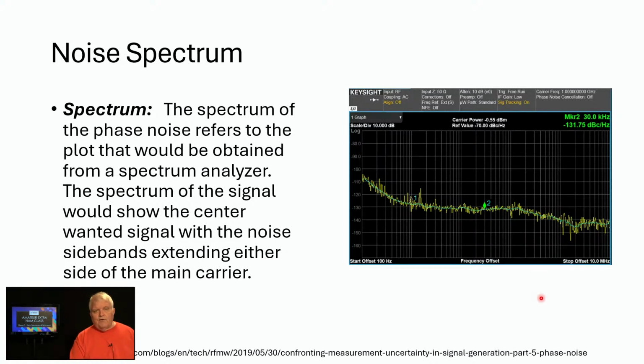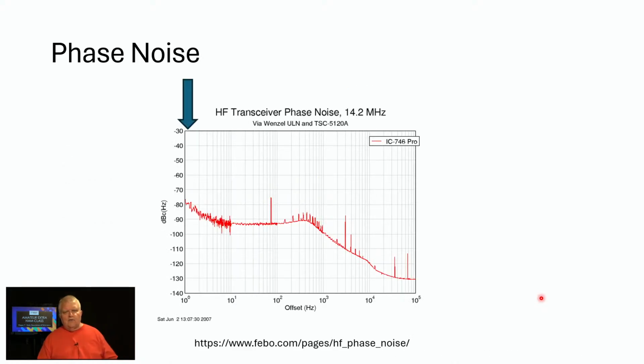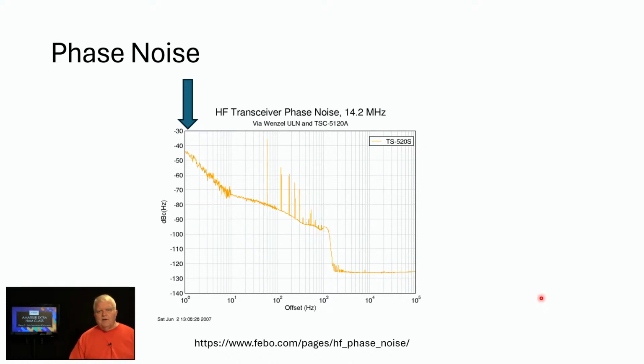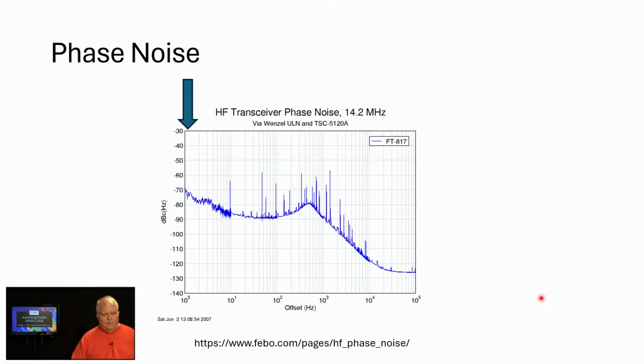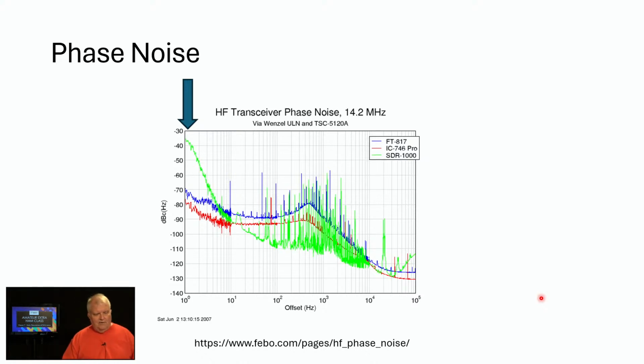And receivers, for example, their local oscillators have been measured. These are some older radios, but these are typical. You can see it's going to cycle through there. Phase noise of one of the sidebands of a local oscillator in these various radios. So it's a Yaesu there, then there's an ICOM, and then I think it adds the SDR 1000. So phase noise is an issue.